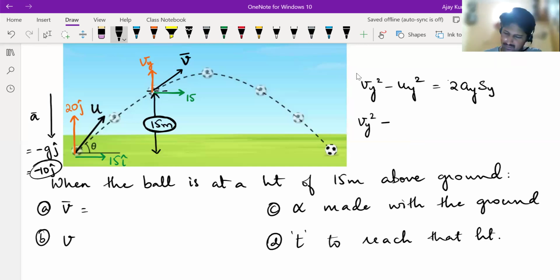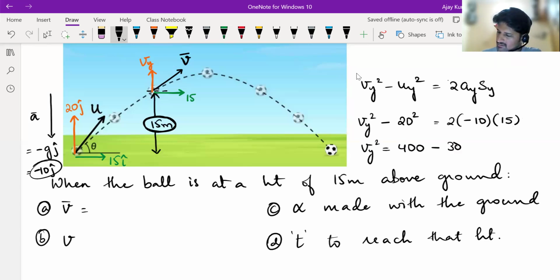We know the initial y component, 20 square, it is equal to 2. Acceleration in y direction is minus 10, and displacement in y direction is 15 meters. Okay, it raised by 15 meters, no? That is where you were asked to find out the velocity. So you get Vy square, 20 square you send that side, it becomes 400 minus 2 into 10 is 20, 20 into 15 is 300. That becomes 100. Vanilla, how did you get 325? Sir, I did some calculations.